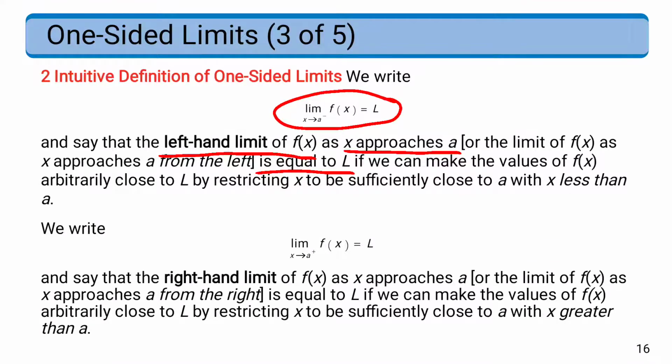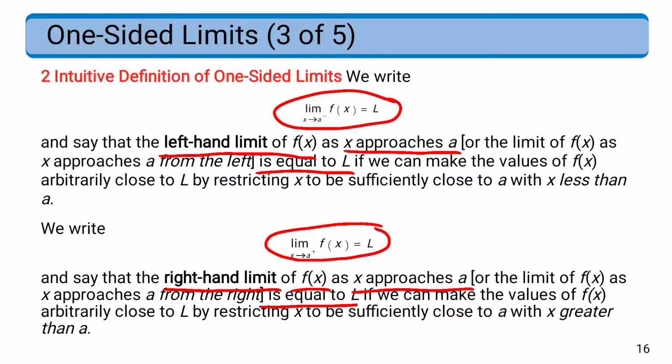And we can do the same for the right-hand limit, where we say the limit of f of x is L as x approaches a from the right. Or we can write it as the right-hand limit of f of x as x approaches a, but remember we are approaching from the right, is equal to L.